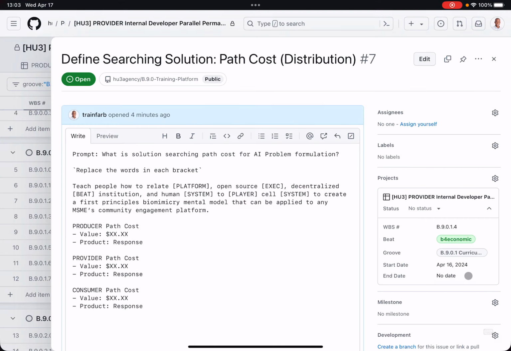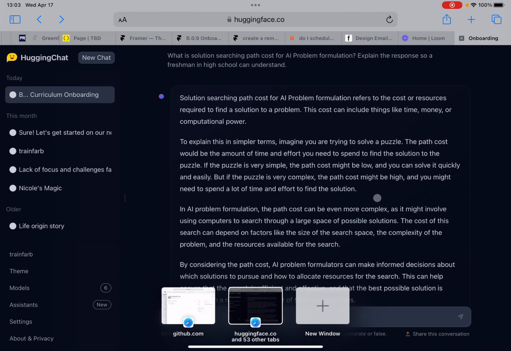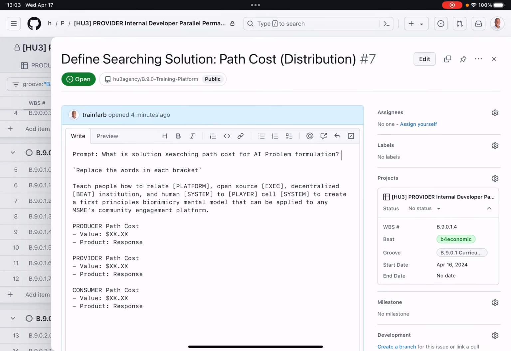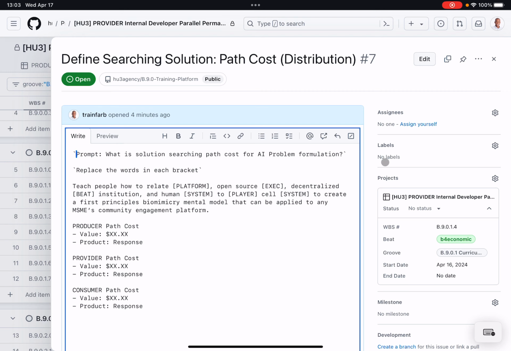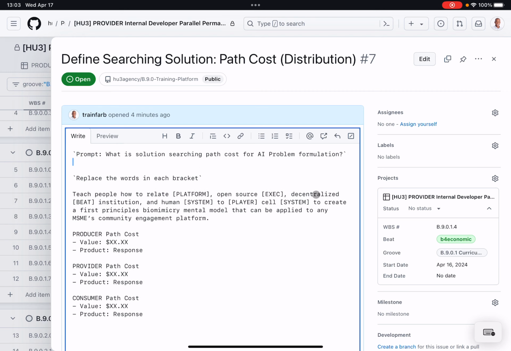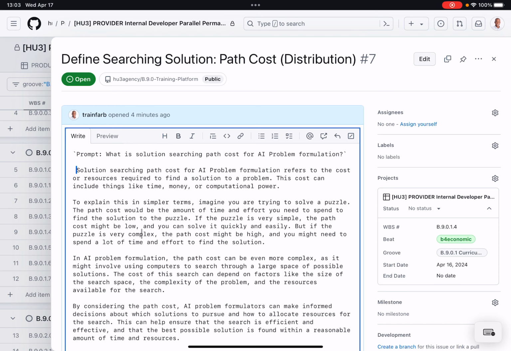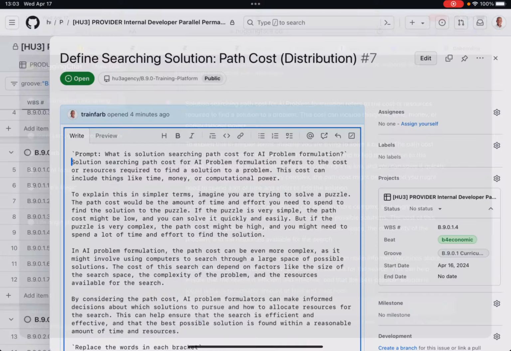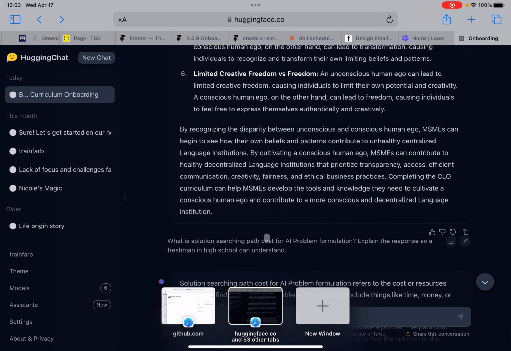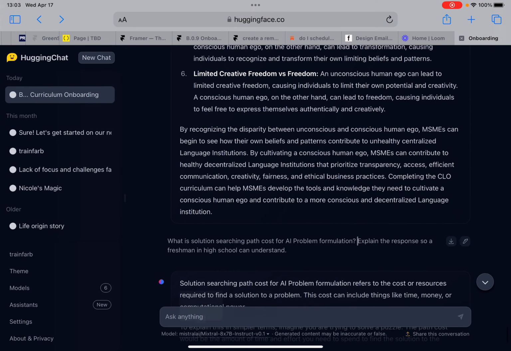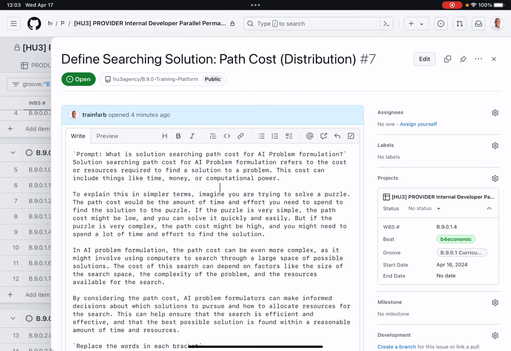I like that. Let's do this. Let's make sure I have this full prompt that I had. Explain the response so a freshman in high school can understand.